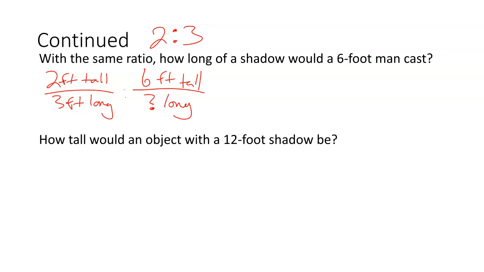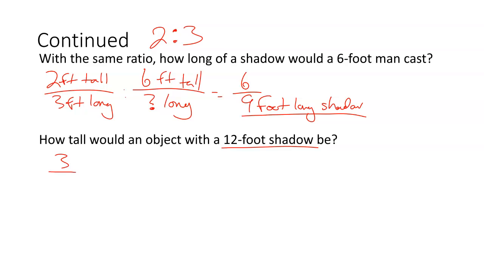How do you know? It's 2 to 3, so we end up getting 6/9. That's the same ratio of 2 to 3. A 9-foot long shadow. Okay? Now, we're going to end up with a relationship, and we'll see that in just a minute. Okay? So, how tall would an object be with a 12-foot shadow?